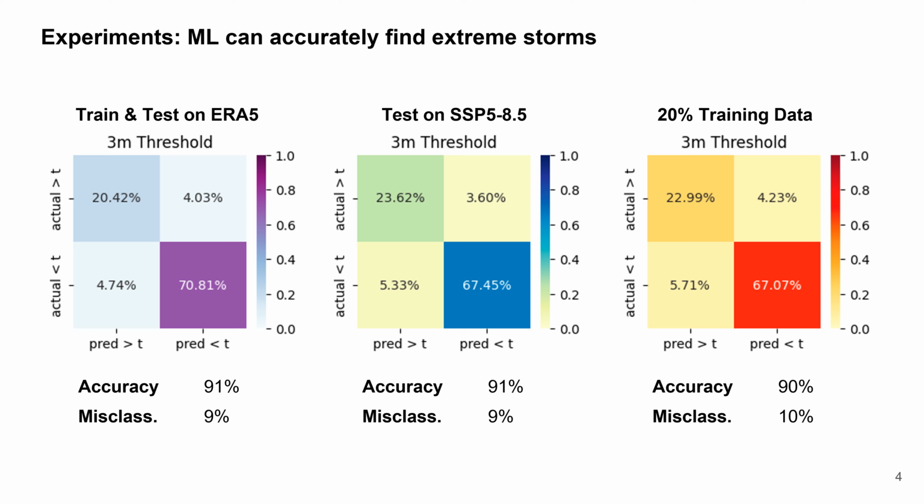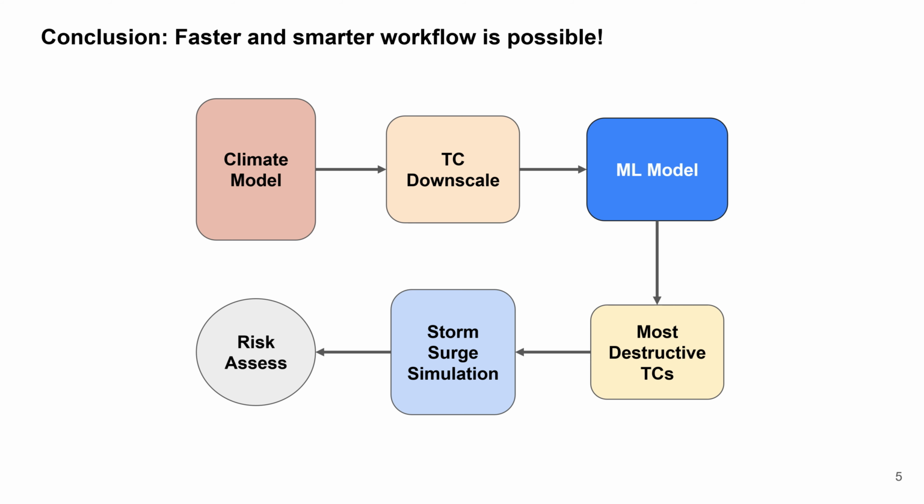So this machine learning model was trained on only 20% of the ERA5 data and tested on the rest of the ERA5 data. And its accuracy is only slightly less than that trained on much more of the data. So we don't need to produce a lot of synthetic cyclones to produce a machine learning model that will accurately predict which cyclones are destructive. So it shows that there's a potential for modifying the current workflow of risk assessment for tropical cyclones by adding in this machine learning model that pre-filters out the most destructive cyclones before running the storm surge simulation.